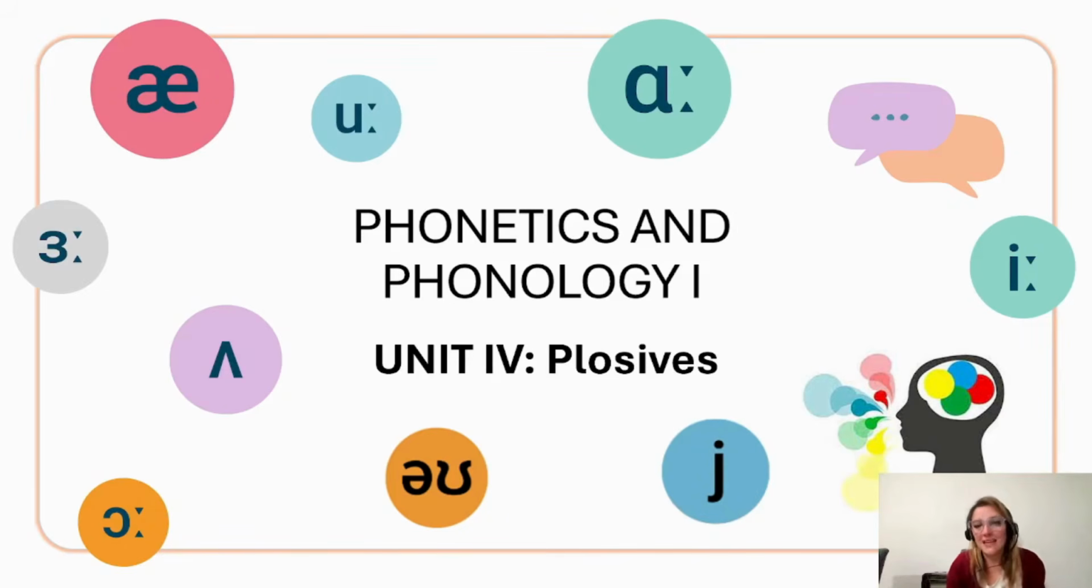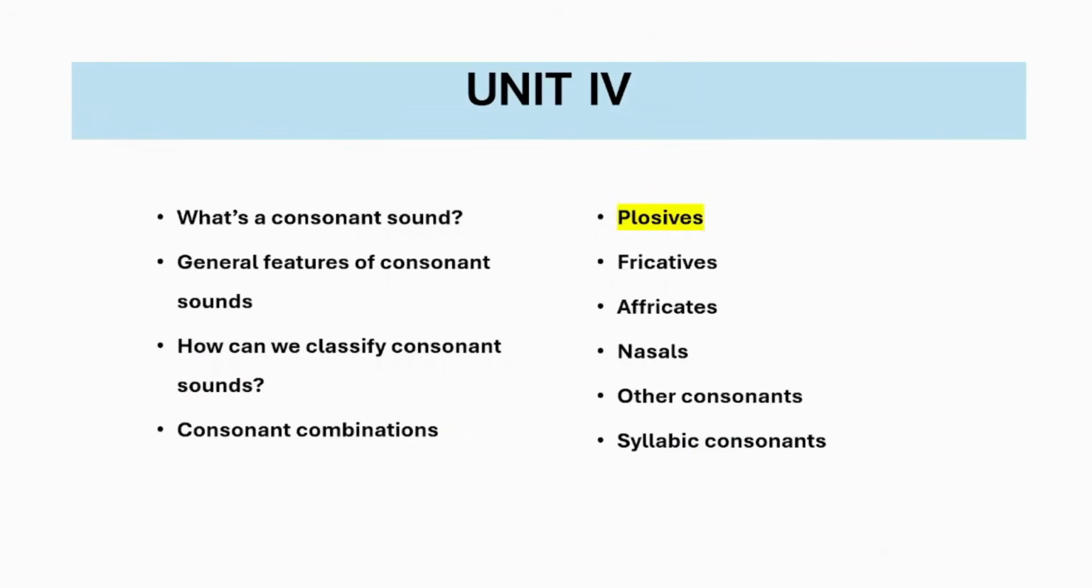Welcome everyone. Today we'll continue working on unit number 4. We'll work on a specific group of consonant sounds, plosive sounds. So far we have defined consonants. We talked about their main features, how we can classify consonant sounds according to different variables, and also how consonant sounds are combined into clusters. But now we'll take one of those variables, manner of articulation, to group consonant sounds and to analyze them in turns. So today we'll define and describe plosives or plosive sounds.